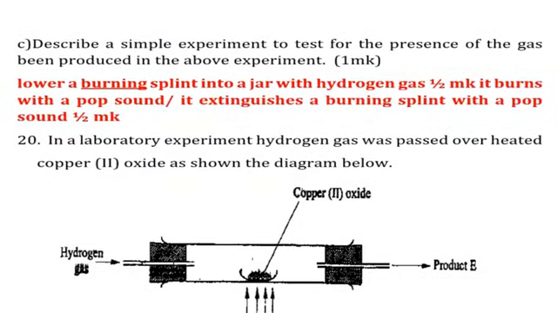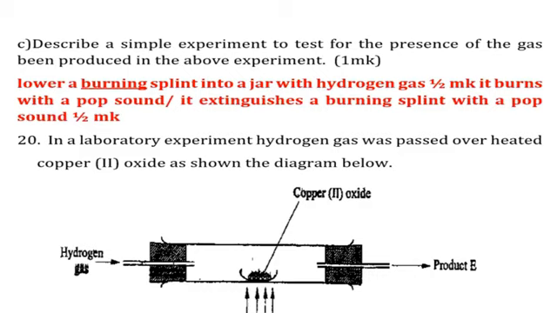Describe a simple experiment to test for the presence of the gas being produced in the above experiment. So how you do that: lower a burning splint into a jar with the hydrogen gas. It burns with a pop sound. It extinguishes a burning splint with a pop sound.